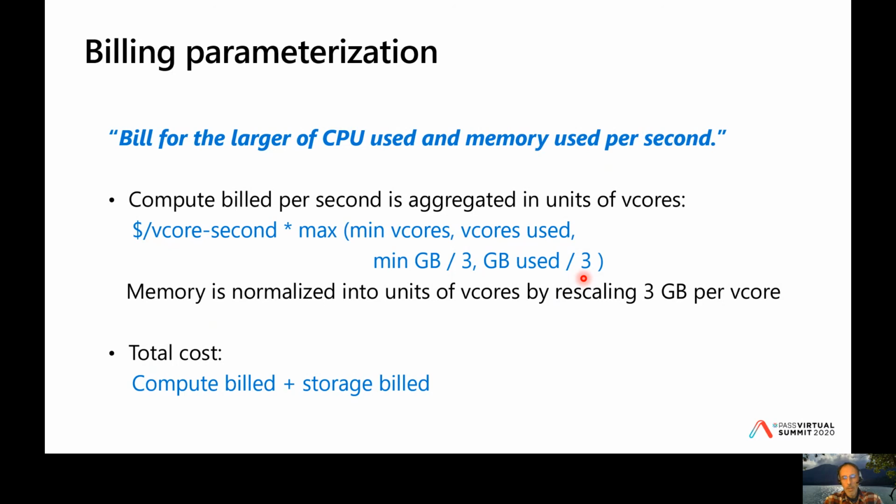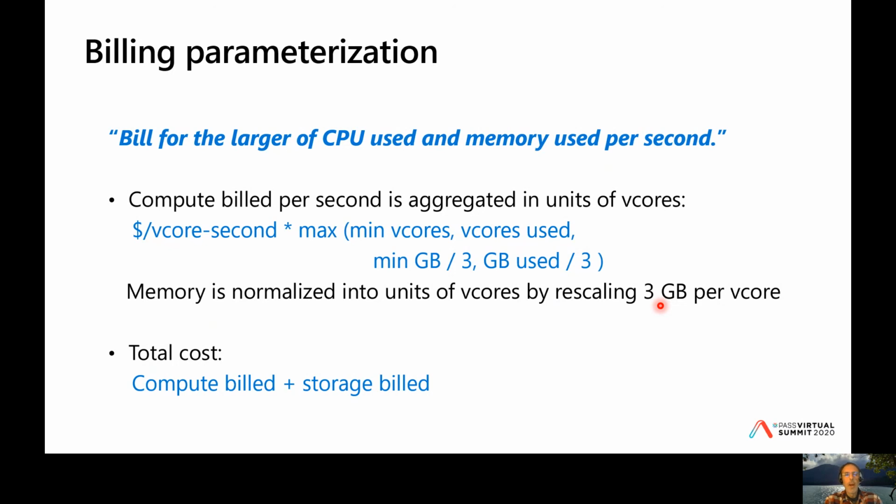So for billing purposes alone, we rescale the amount of memory that's used by 3 gigs per core. So for example, if over 1 second in time, the database is using 1 core of CPU and 6 gigabytes of memory, then we divide 6 gigabytes of memory by 3 gigs per core, which works out to be 2 cores of memory usage, which is larger than 1 core of CPU usage.